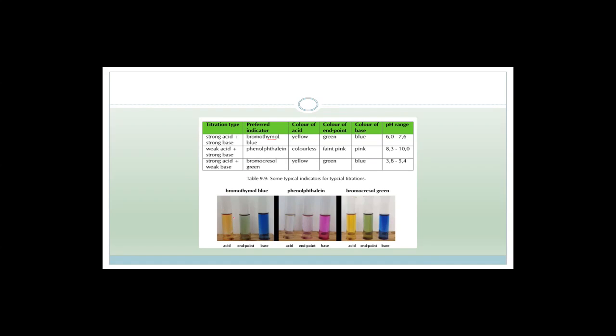In acid, it's orangey-yellow in color. At the end point, it's green, but if it's in base, it's blue. Okay, so there are the three colors.